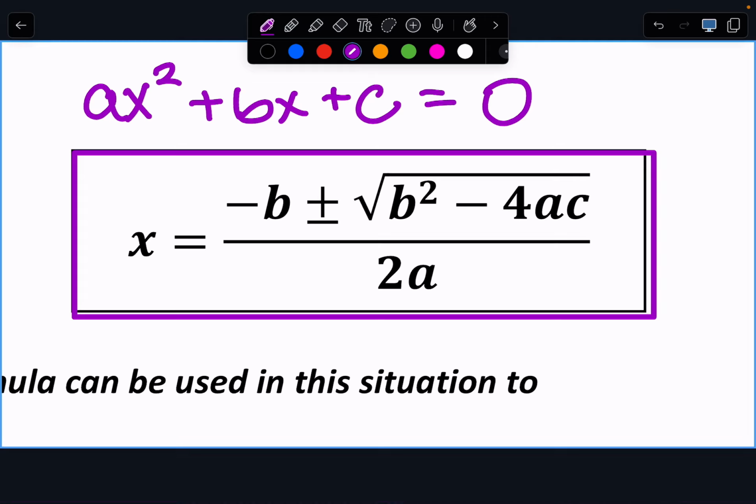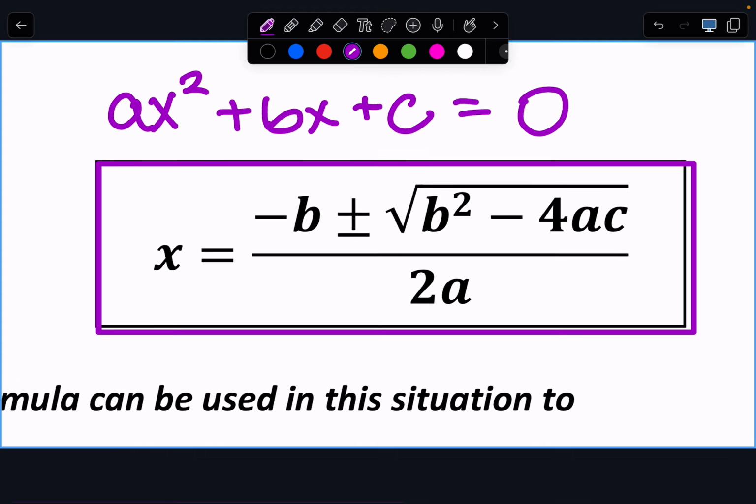Plus or minus? Why is that there? Is it because it could be a plus or a minus? Well, it is because we get how many answers? Infinite? Two. We get 2. So, negative b plus this number over 2a is 1. Negative b minus this number over 2a is 1.